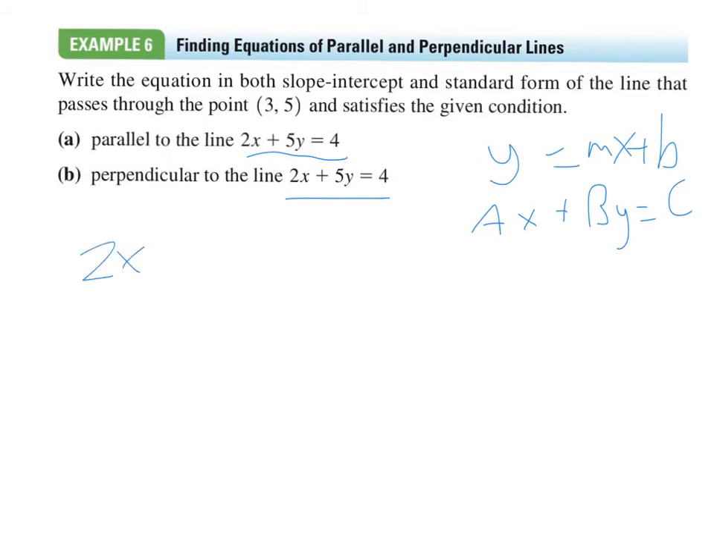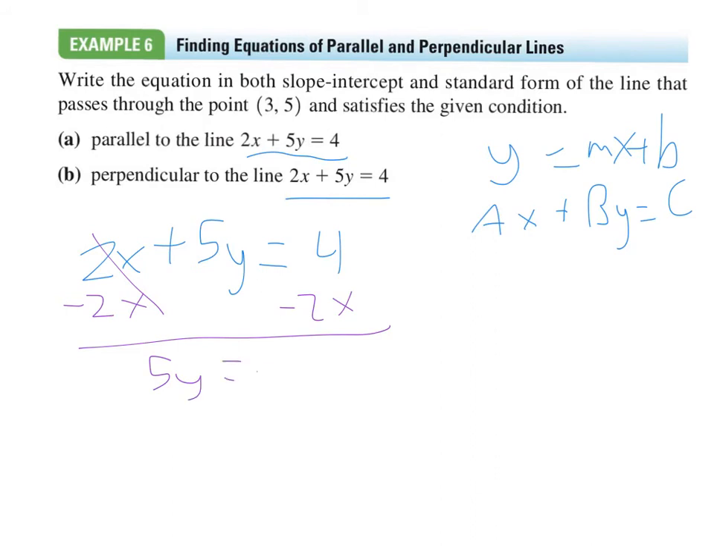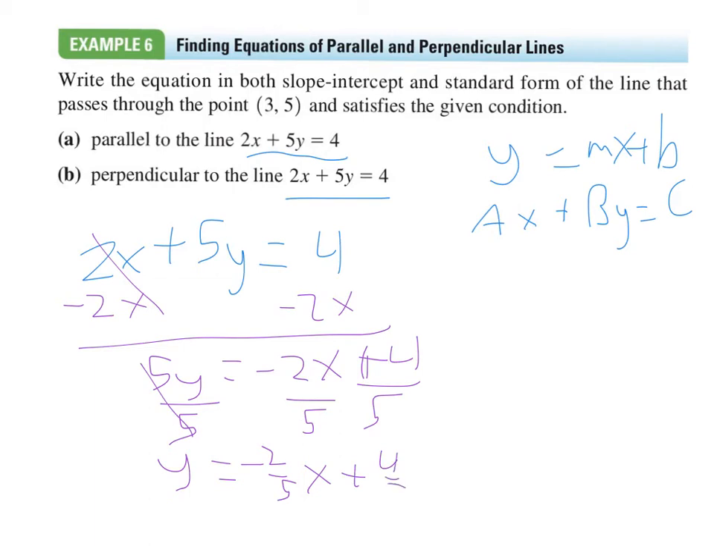So 2x plus 5y equals 4. Now if you subtract 2x from both sides, you have 5y equals negative 2x plus 4. Then divide by 5. You'll find that that equation is y equals negative 2/5 x plus 4/5. So the slope of this line in both A and B is negative 2/5.